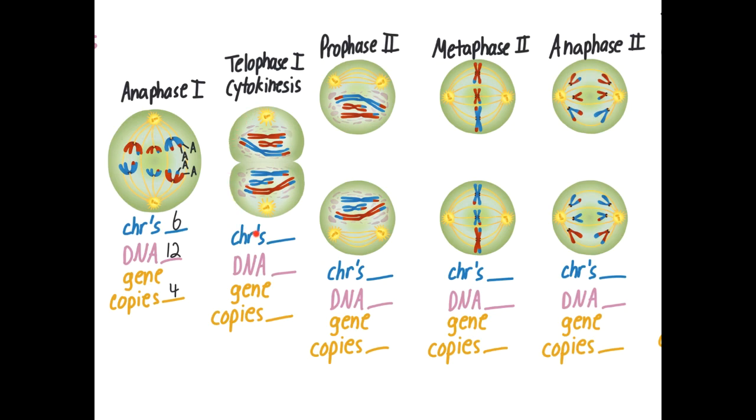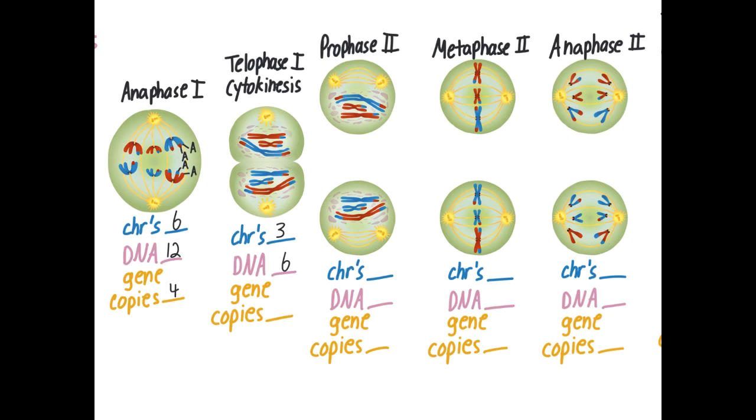During telophase 1 in cytokinesis, the cell splits, with each cell getting half of the chromosomes the anaphase cell had. So these 2 cells have 3 chromosomes each. Or if we have access to a diagram, we could also just count them. 1, 2, 3. Each chromosome has 2 DNA molecules, so each cell now has 6 DNA molecules total.